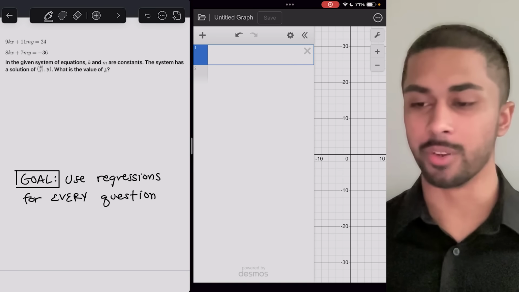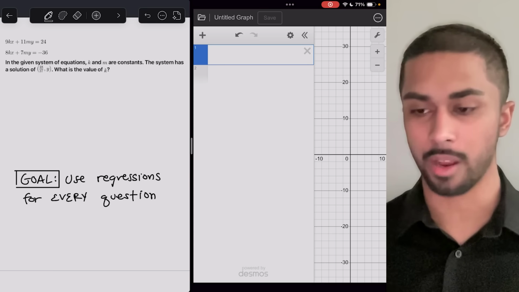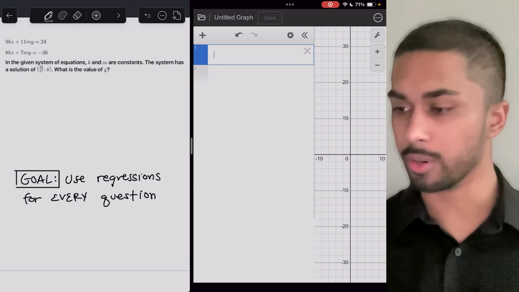In the given system of equations, k and m are constants. The system has a solution of 48 over 37, comma y. What is the value of k? Here's what we're going to do.